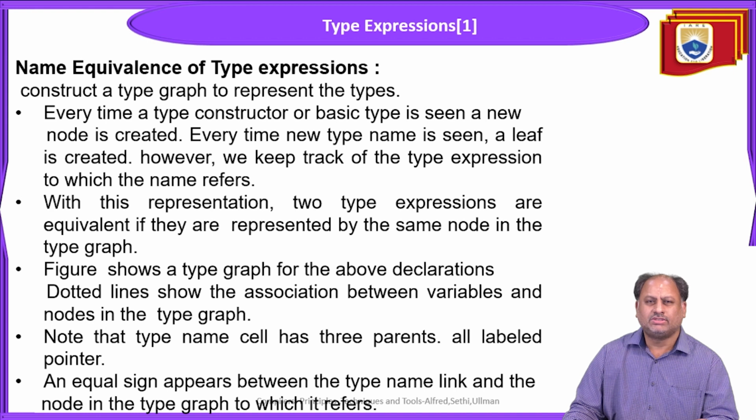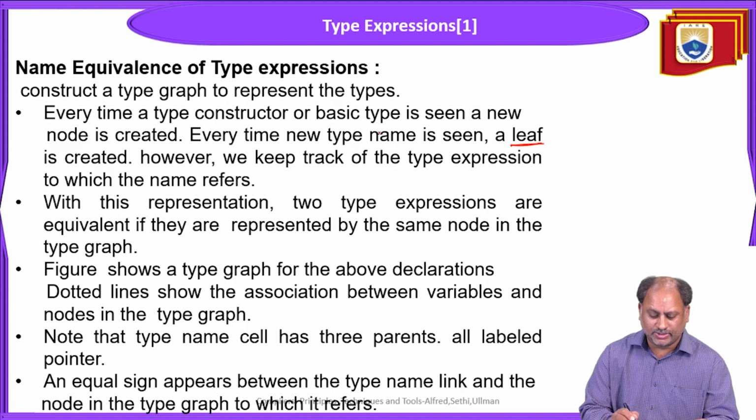So for name equivalence of type expressions, we are going to construct a graph notation also. Every time a constructor is to be defined, a node is created, and if any new type name occurs, a leaf is to be created. You can first create the constructed type as a tree structure with a root node, then verify whether any new type occurs, create a leaf, and keep track of all the type expressions which the names are referring to. Like that we are going to construct the structure.